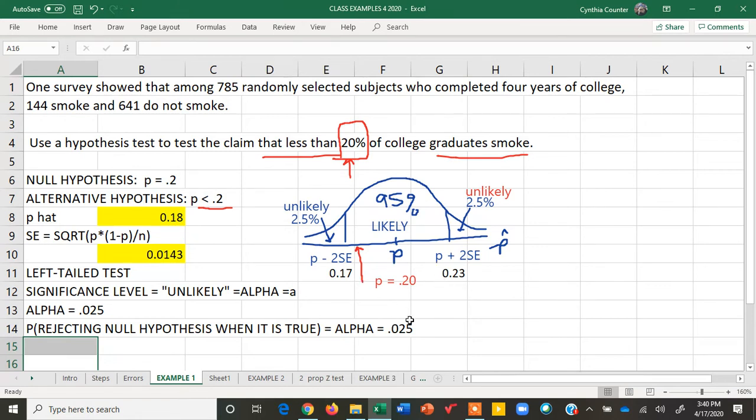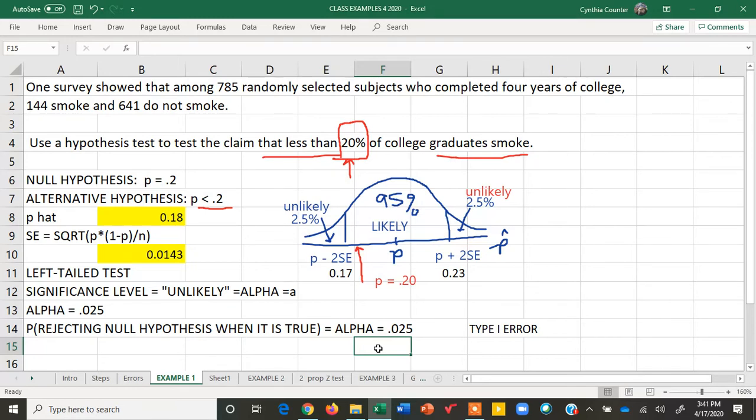We're assuming this is the true value. If under this assumption we happen to get an unusual value just because we got an unusual sample, we would end up rejecting this, unbeknownst to us, true value of 20%. So the probability of rejecting the null hypothesis when it is true is alpha, equal to 0.025. This is actually referred to as a type 1 error. That's a type 1 error.